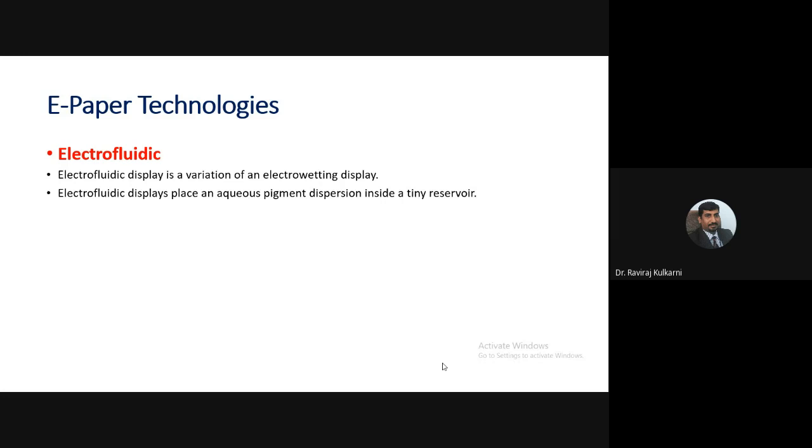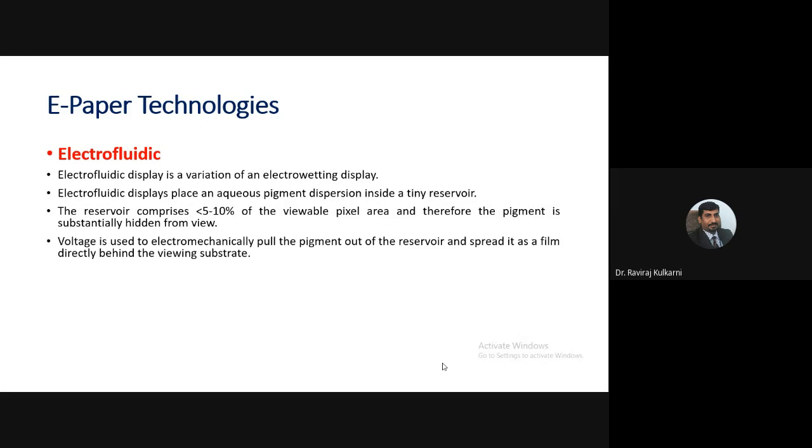Earlier you used oil pigment; here you are using aqueous pigment. The reservoir comprises 5 to 10% of the viewable pixel area, therefore the pigment is substantially hidden from view. Voltage is used to electromechanically pull the pigment out of the reservoir and spread it as a film directly behind the viewing substrate.